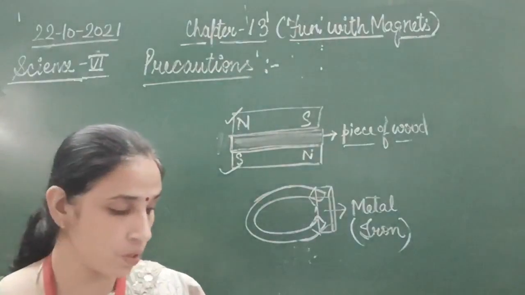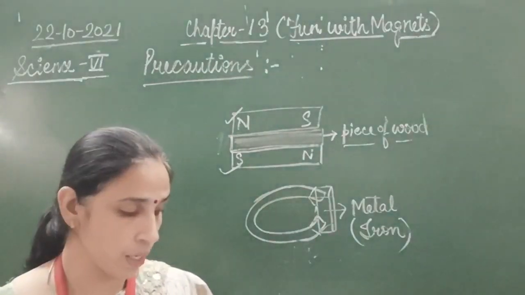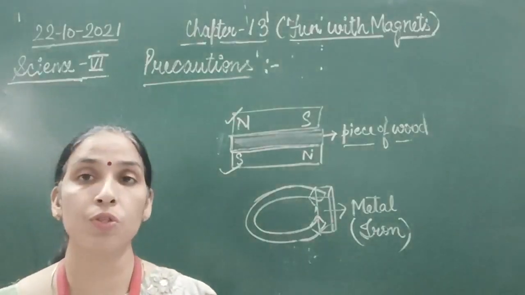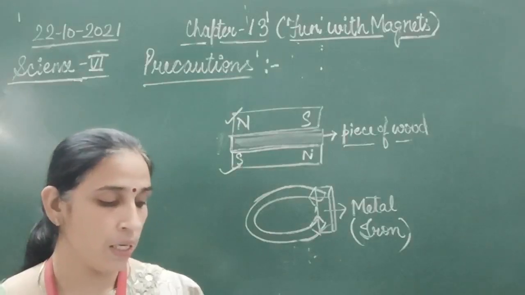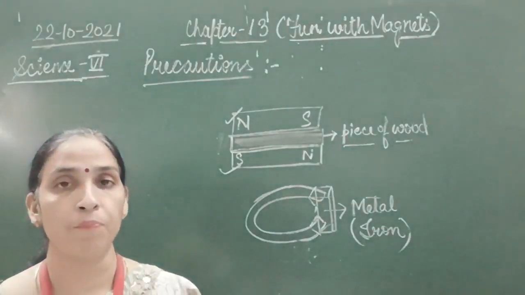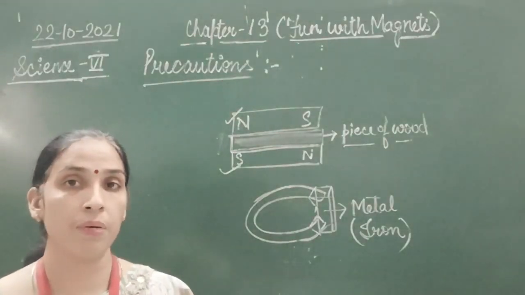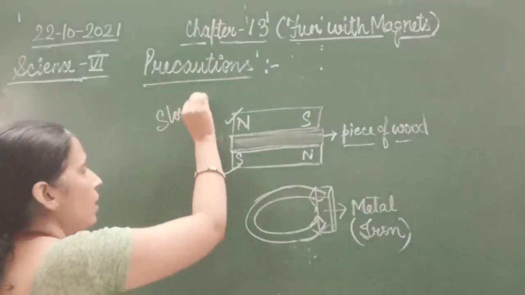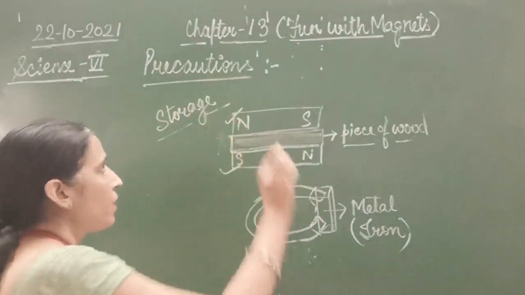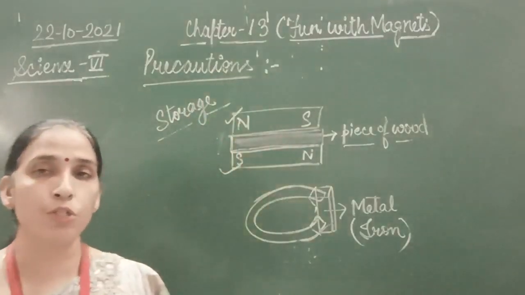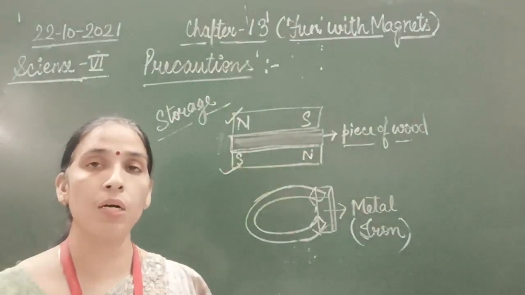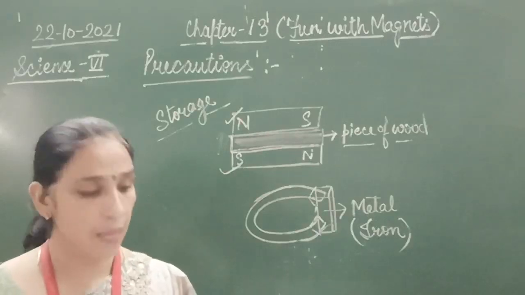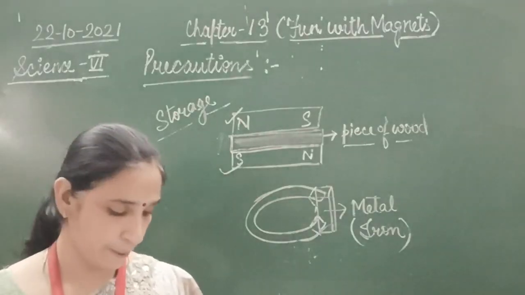Number one, we should never heat a magnet over a burner. Number two, we should never hit a magnet with a hammer. We should never drop a magnet on the floor. We should store the magnet properly when not in use. So two methods of storage we have seen. Storage is very important so that the magnet will not lose its magnetism. Once the magnetism is lost, there is no use of that magnet.